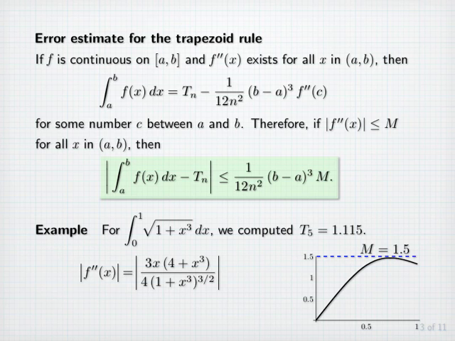So now we can compute our estimate for the error. The absolute value of the error is going to be less than or equal to 1 over 12 times n squared, where n is 5, times (b minus a) cubed, that's (1 minus 0) cubed, times our M, 1.5. This number is exactly 0.005. So T5, which is 1.115, is guaranteed to be within 0.005 of the exact value of the integral.